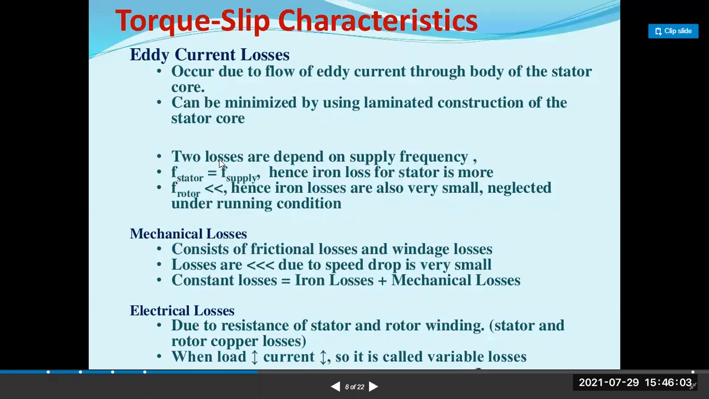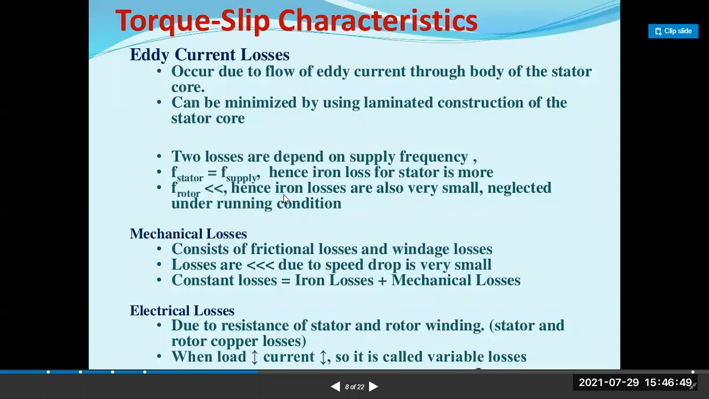Now, the frequency of the rotor is less than that of the stator. That means the frequency of the rotor is lesser than the frequency of the stator. This rotor frequency is related to the slip. How this is related, we will deal with in some other class. You can see the rotor frequency is given as slip times stator frequency, that means rotor frequency F2 equals slip S into F1. F1 will be your supply frequency, or you can say stator frequency. That is the relation between rotor frequency and stator frequency.